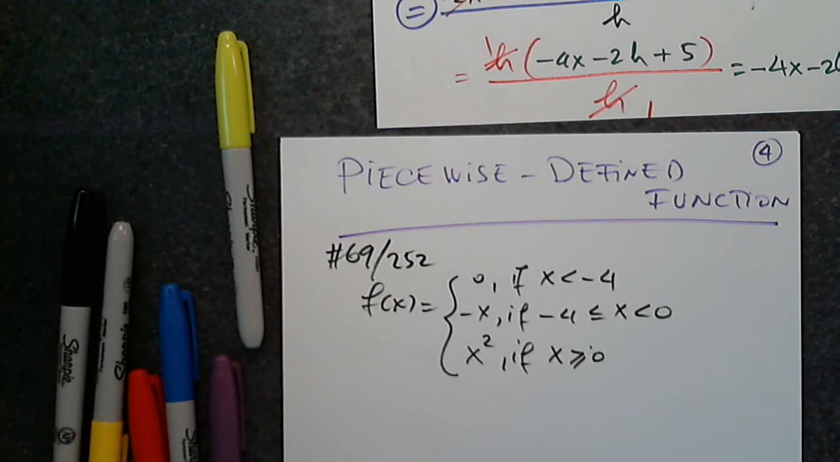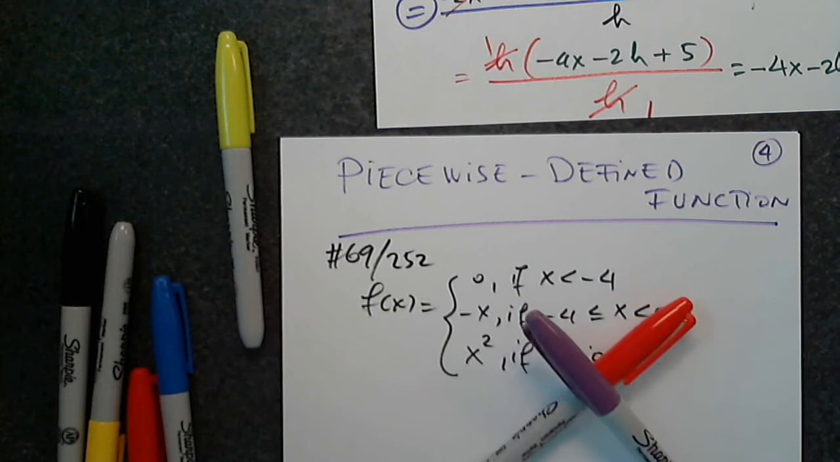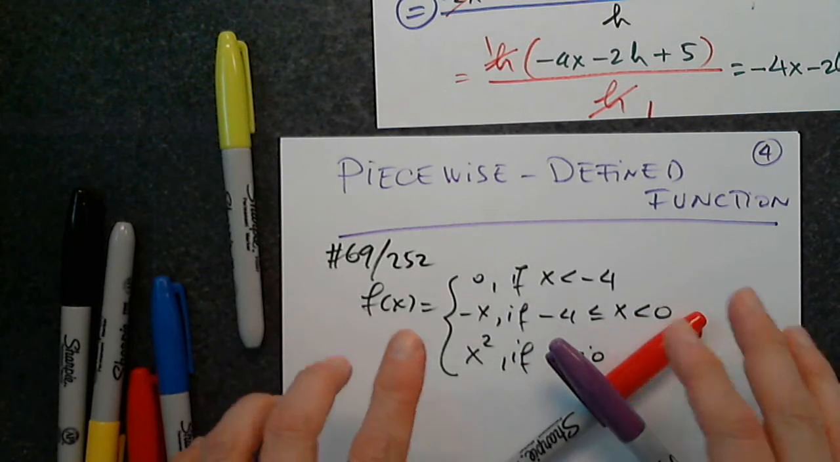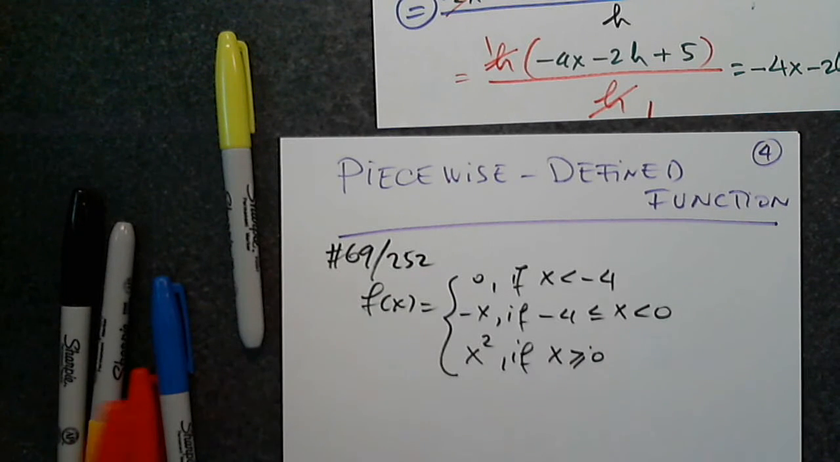These functions don't go one over the other. The first one is only on this interval, the middle one is only on this interval, and the last one is only on this interval. Okay, so please don't graph something like this. This is not a function. You cannot extend a function that is defined only on one piece over the other pieces. Is that clear? We'll see in a moment.